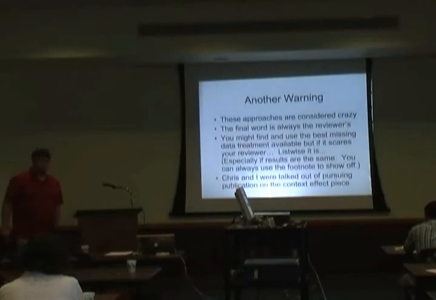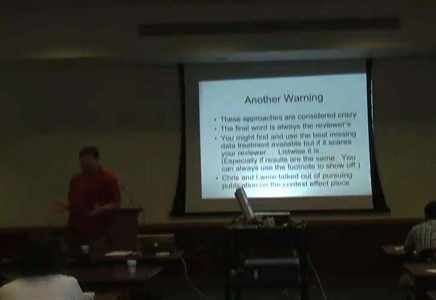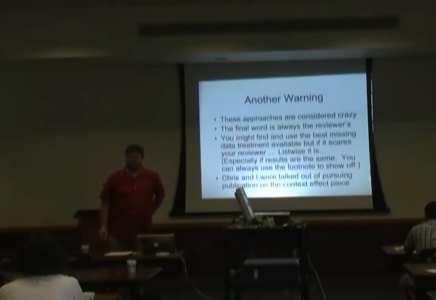Okay, now there's another warning: these approaches are considered crazy by most people. So if you're going to use any kind of missing data approach, be sure that your reviewer really understands what you're doing and what the downsides of not doing this are. If you're trying to get something published, oftentimes you get back, why did you do all these things? Why didn't you just drop those people? Because you get a reviewer that's never seen an appropriate missing data treatment, and doesn't understand that whatever you do with missing data, you're treating it. And if you just use the software defaults, that might not be the best way to do it.